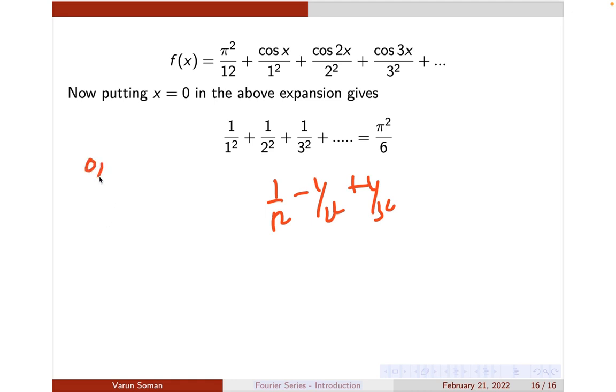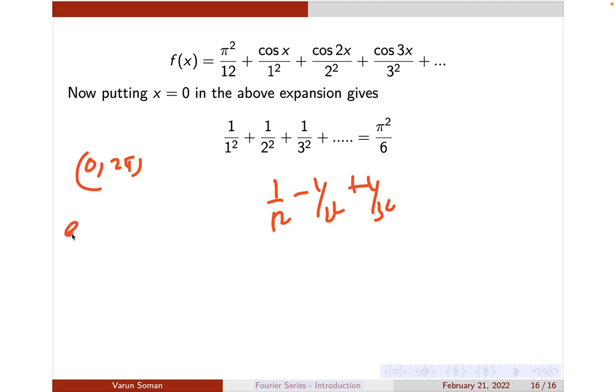Your interval is actually 0 to 2 pi. Okay, so I need alternating positive and negative signs here, and the cos should not be present, so the cos values should alternately be 1, minus 1, 1, minus 1, etc. So which value of x would you put? So you know that cos pi is minus 1, cos 2 pi is 1, cos 3 pi is minus 1.